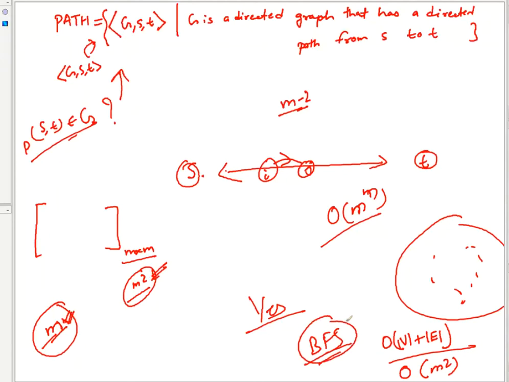So BFS is this algorithm, right? If you try to write that algorithm in a Turing machine form, that Turing machine is going to take polynomial amount of time to solve the path problem. It will solve the set membership problem for the path language. Is it clear? Or any question? Okay, let's take another problem.